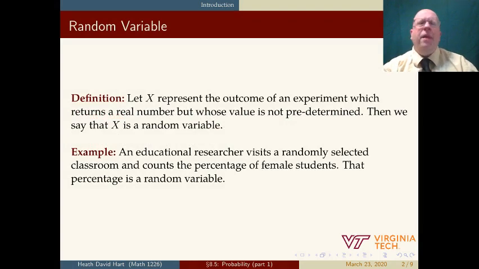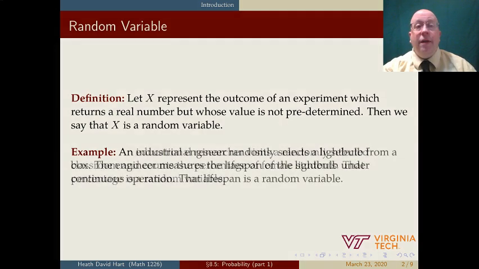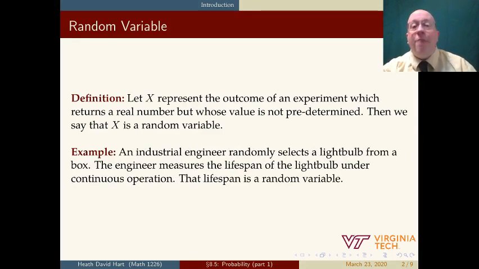Here's an example. An educational researcher visits a randomly selected classroom and counts the percentage of female students. That percentage is a random variable. We don't know what the value is until we actually go into the classroom and count the percentage of female students. Here's a different example. An industrial engineer randomly selects a light bulb from a box. The engineer measures the lifespan of the light bulb under continuous operation. That lifespan is also a random variable.